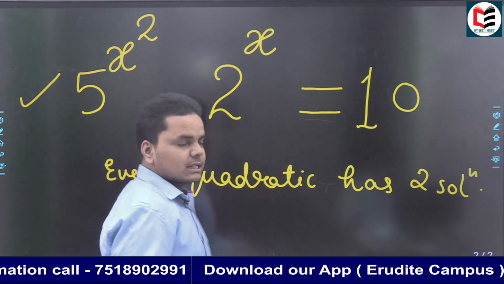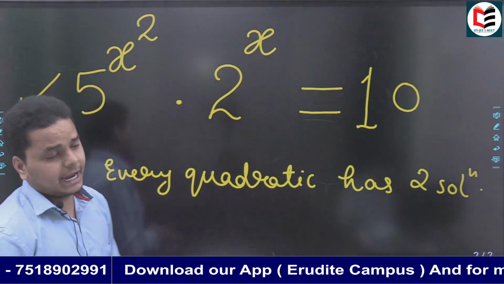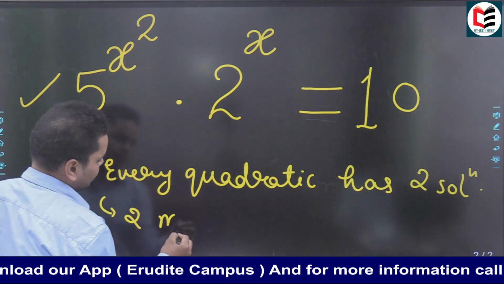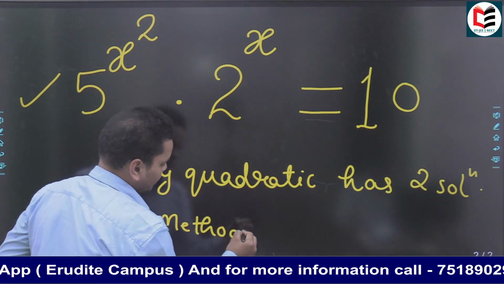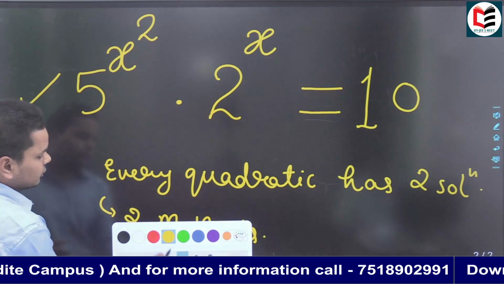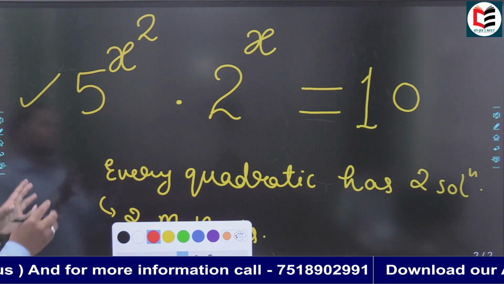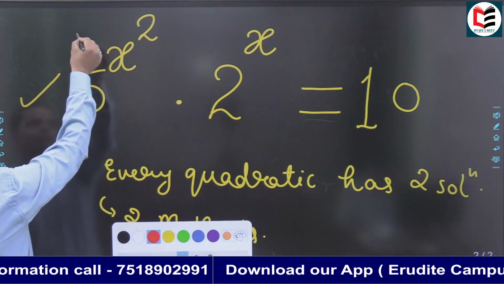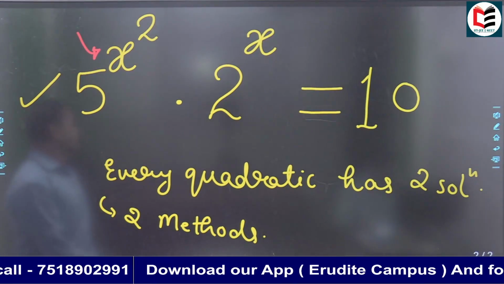Now we will discuss both the solutions, and we will find the solutions by two methods. First of all, many of the students will find the solution of this exponential equation by putting in values. This is called the hit and trial method.